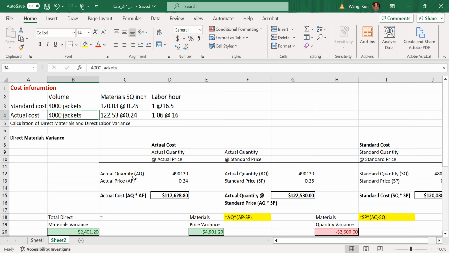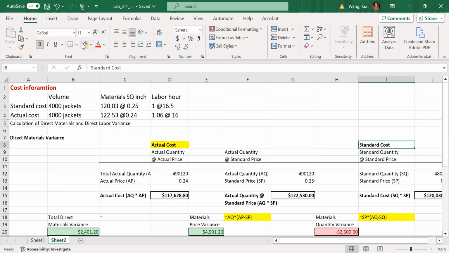So when you see the calculation here, the actual quantity should be the total actual quantity rather than the material only for 1 jacket. So we total actual quantity. You can see the formula is the 4,000 jackets multiplied by the square inch per jacket. That's the total actual volume. The actual price is per unit, right, per jacket. So that's understandable. So multiply by the 24, you got the total actual cost for the 4,000 jackets.